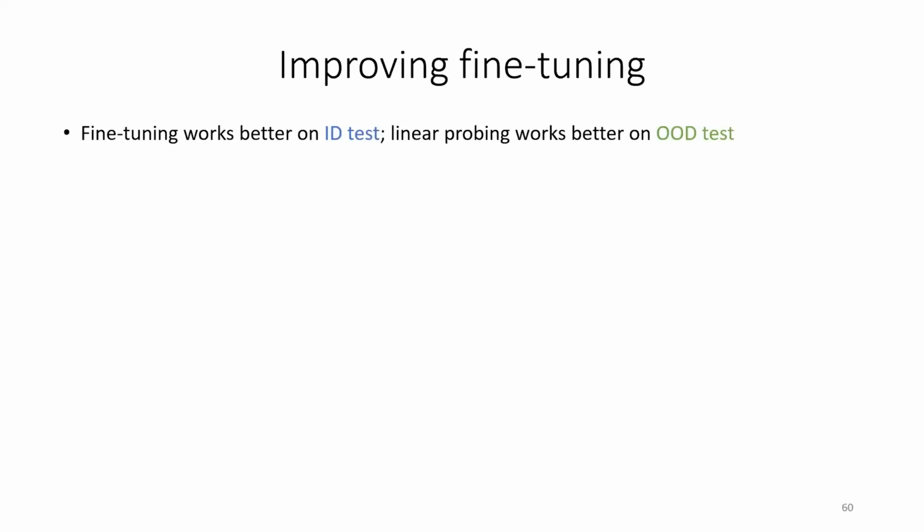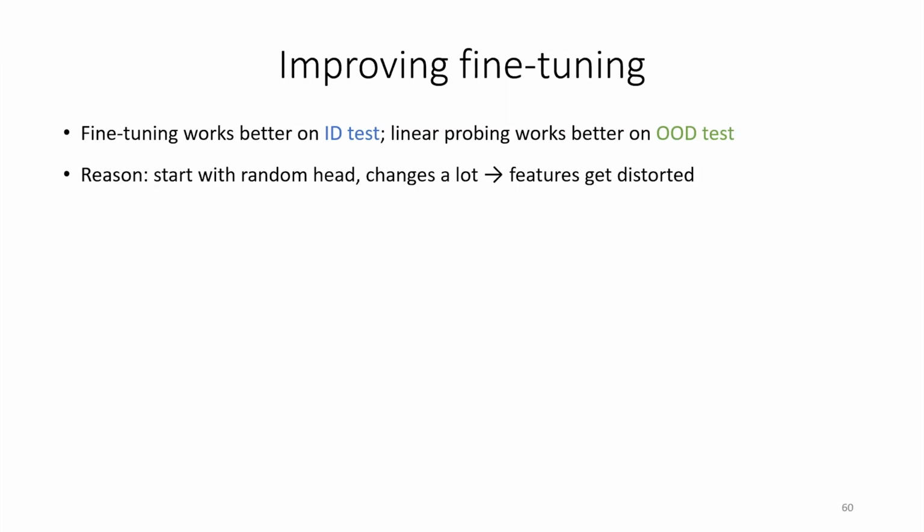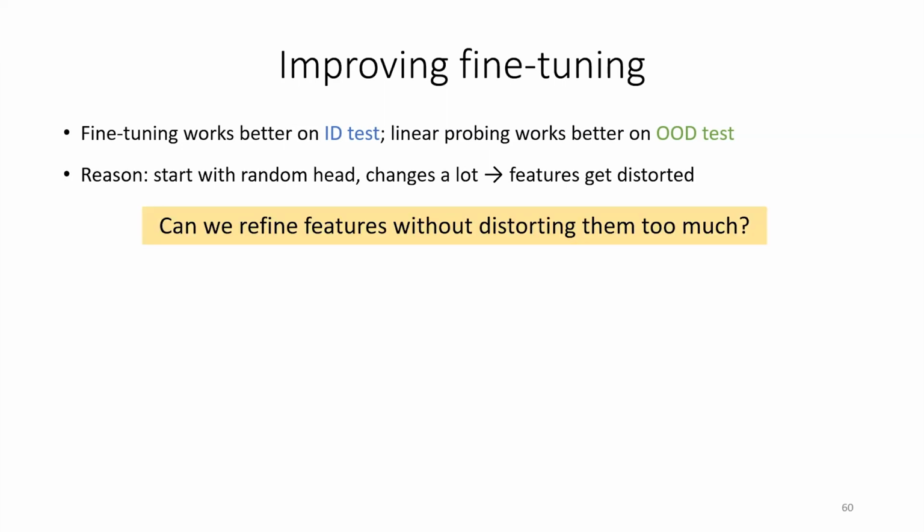Okay, so in this case, we have a problem because fine-tuning often works better in distribution, but linear probing works better out of distribution. So how do we get the best of both worlds? The reason fine-tuning did worse in this case was you start with a fixed or random head that needs to change a lot when you're learning the task. And in that process, your features get messed up. So can you both improve your features for the ID without distorting them, without forgetting the pre-trained features?